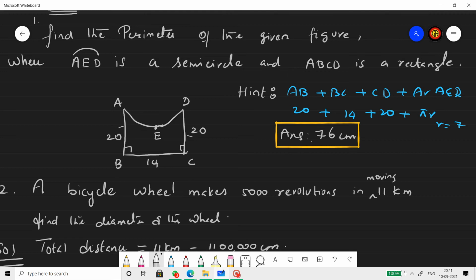So the answer for this is 76 centimeter, which is AB plus BC plus CD plus pi r, which is the arc length of AED. Substitute r is 7, you get 76 centimeter.